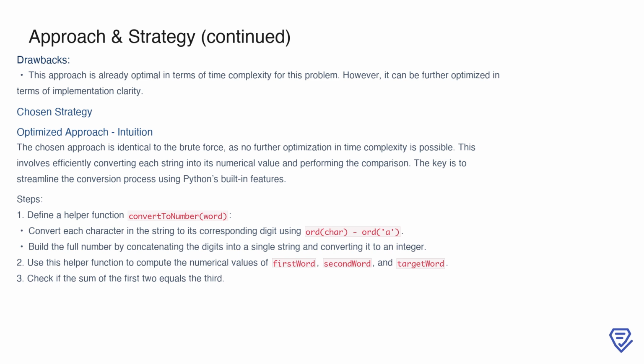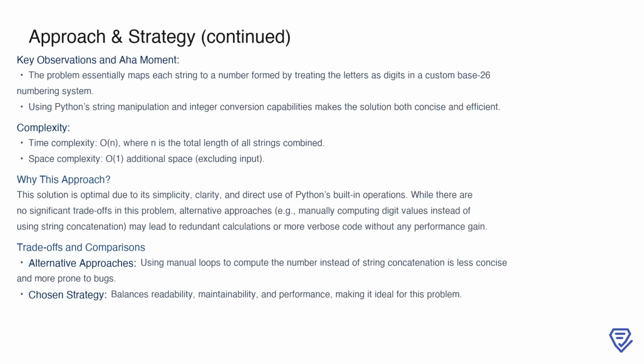This approach leverages Python's built-in string manipulation and integer conversion features to streamline the process, making the implementation cleaner and easier to understand. One key observation in this problem is that we are essentially working with a custom base 26 numbering system, where each letter represents a digit from 0 to 25. By leveraging Python's capabilities to handle strings and integers, the solution becomes both concise and efficient.